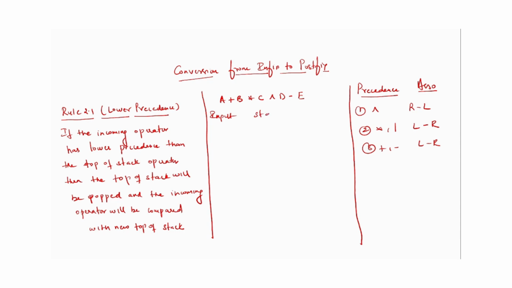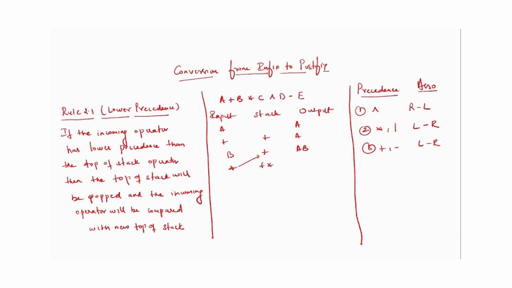Input, stack, output. I will scan each and every token from left to right. A here, A is not an operator. I will just write it in the output. Then comes plus, plus is an operator. A in the output. B, right? Plus is an operator. I'll just write it as it is.